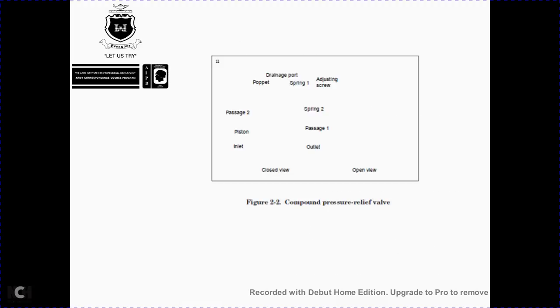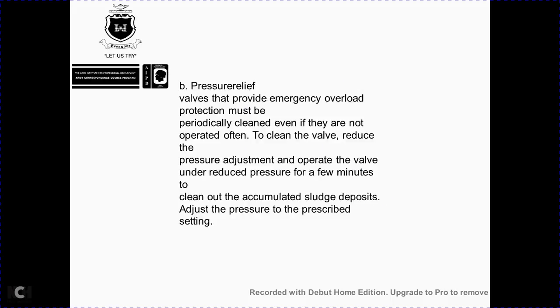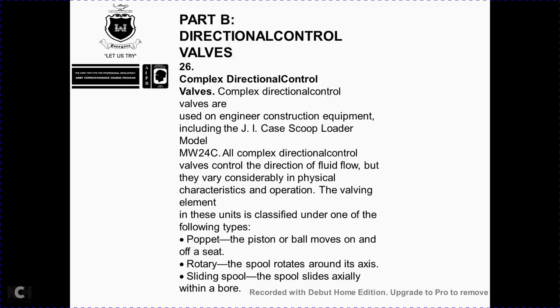Figure 2.2 shows the compound pressure relief valve. Pressure relief valves that provide emergency overload protection must be periodically cleaned, even if they are not operated often. To clean the valve, reduce the pressure adjustment and operate the valve under pressure for a few minutes. This cleans out the accumulated sludge deposits. Then adjust the pressure to the prescribed setting.